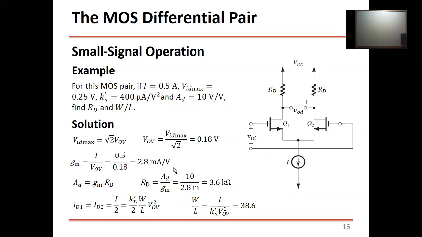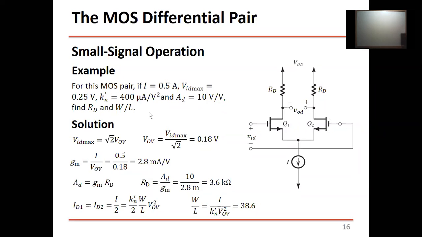Again, why do we need gm? Because we know from the previous slides that the gain is nothing but gm times RD. So this is how to find RD: RD is A differential divided by gm. Again, because we don't have any information about the channel modulation effect, we have to assume that we neglect channel modulation, or we neglect ro.